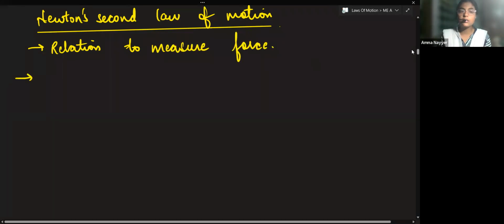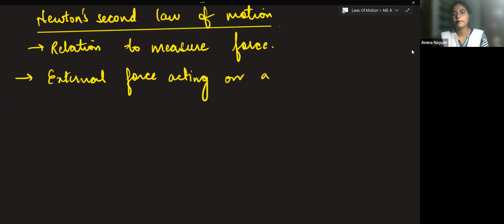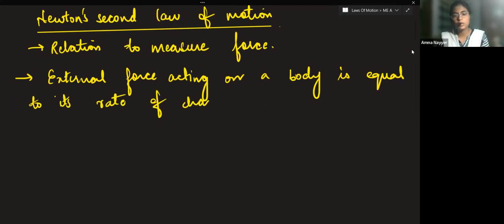So the second law of motion states that the external force acting on a body is equal to its rate of change of momentum. Now I'll explain what is meant by this.